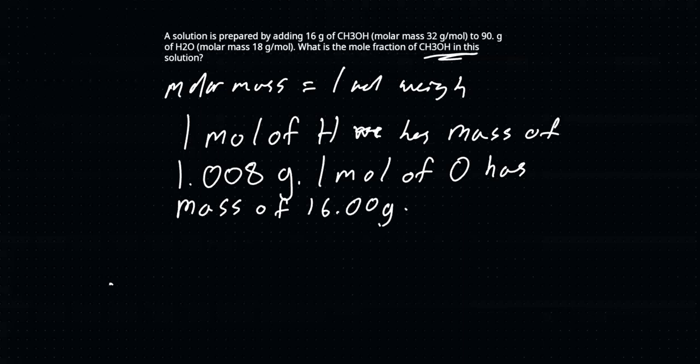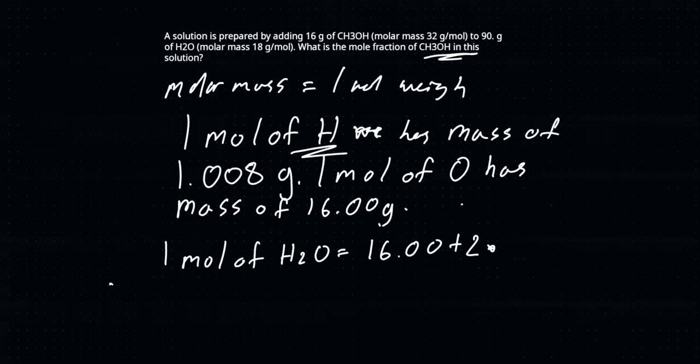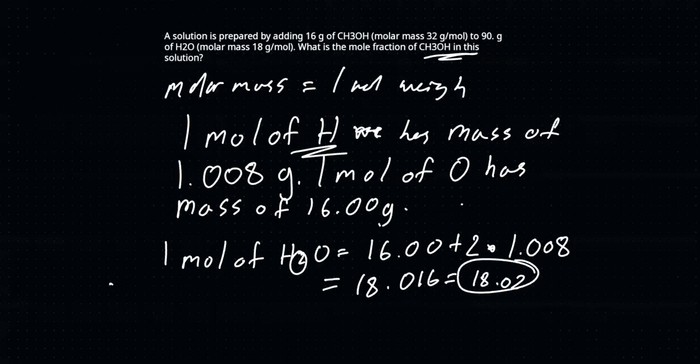So 1 mole of water is going to equal 16.00, and we have 2 hydrogens since it's H2O, so 2 times 1.008. This is going to give us roughly 18.016, which is 18.02 because we pay attention to sig digs, grams per mole for water. This is the molar mass of water that we just derived.